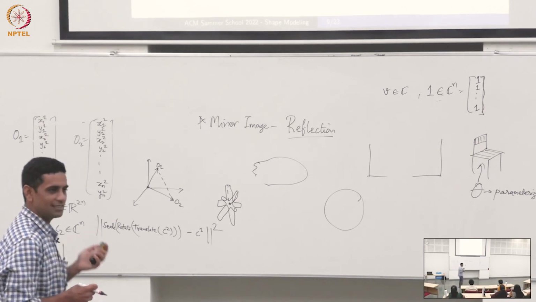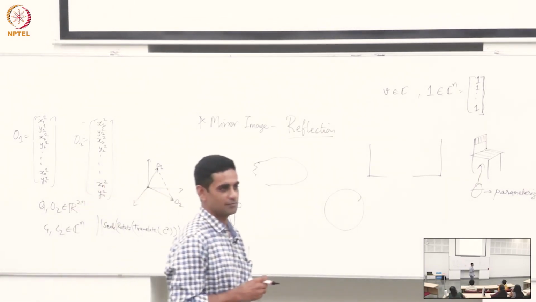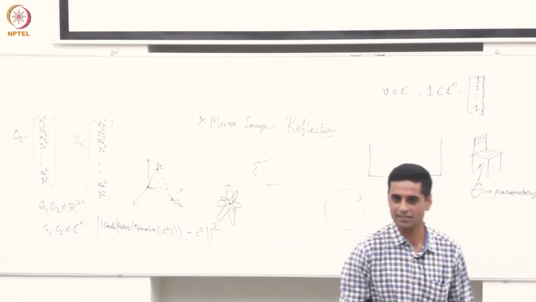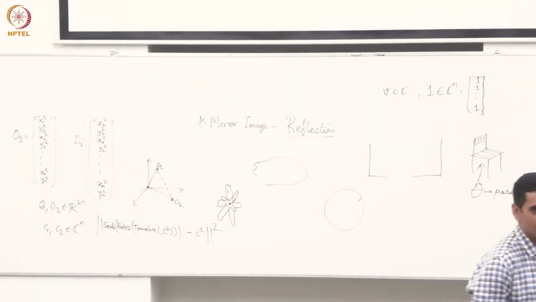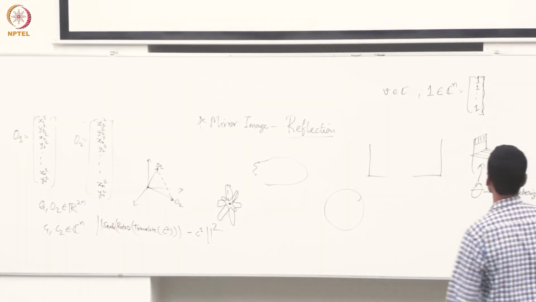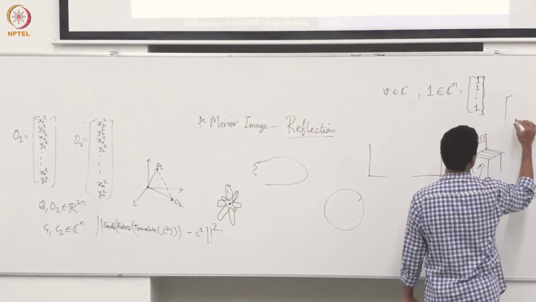Next, what is this e to the j theta doing there? Rotation, right? So what is a rotation matrix?